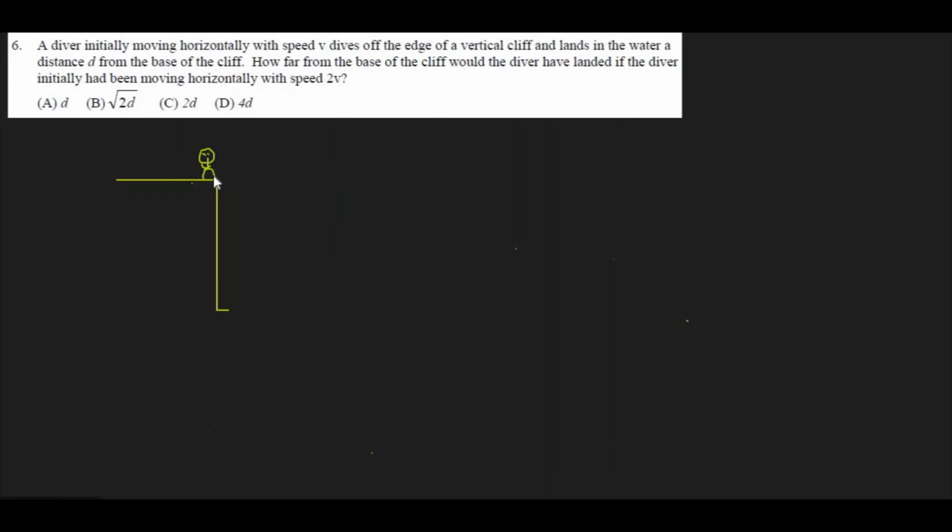this is a diver. I'm very bad at diagrams, but still this represents the diver standing here. Initially it has the velocity equal to v, and let's consider the height of the cliff equal to h. Now this represents the path, the projectile motion which will be executed by the diver during its fall. In the given statement, it is going to travel the distance d from the base of the cliff. Now if the velocity becomes 2v, then what would be the position of the diver, that we have to find out in this case.